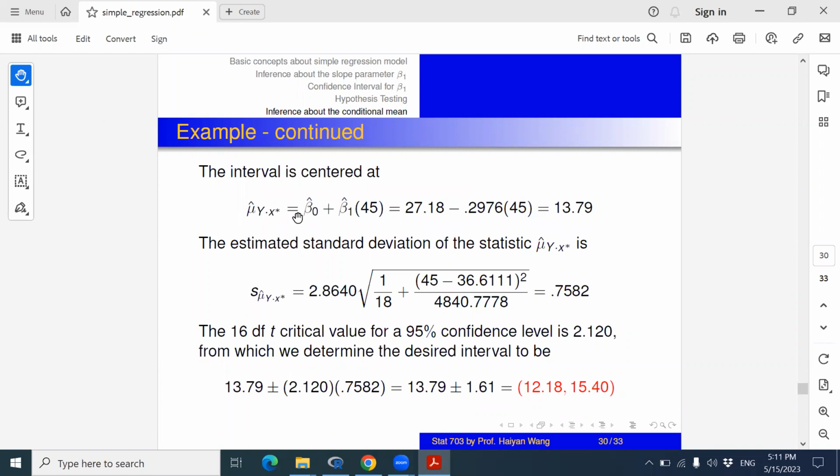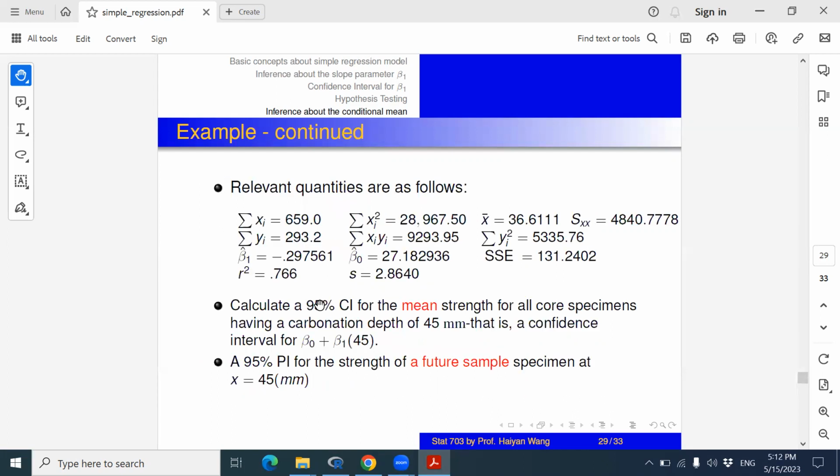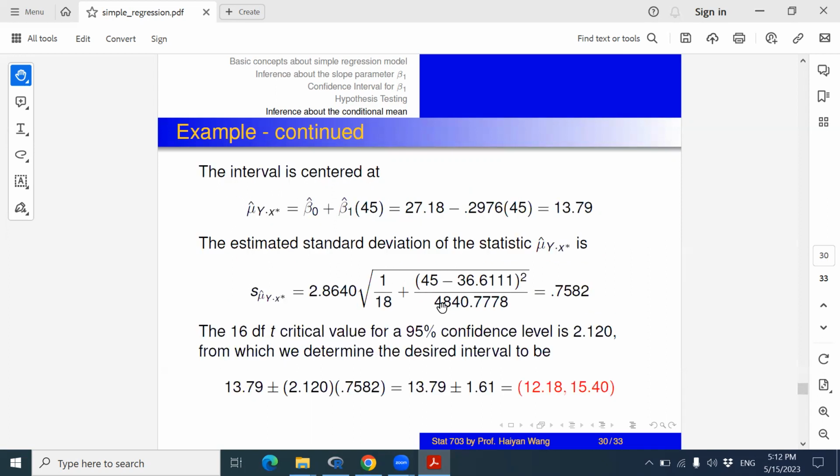This computation is beta 0 hat plus beta 1 hat times 45. That's the point estimate in both cases. And then the standard error for the mu hat is this. If you look at it, this is the mean square error part, 2.86 here. And then here's 1 over n, and this is (x star 45 minus x bar) squared, over the sum of squares in x. That finishes the computation for the standard error of mu hat.